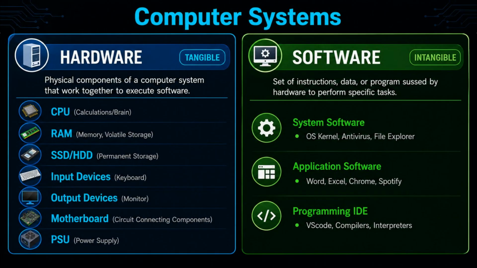Software is intangible. System software like the OS kernel, antivirus, and file explorer. Application software like Word, Excel, or Chrome, and programming IDEs like VS Code, compilers, and interpreters.